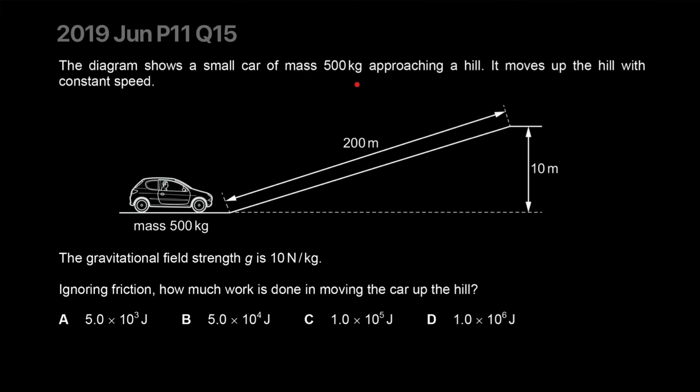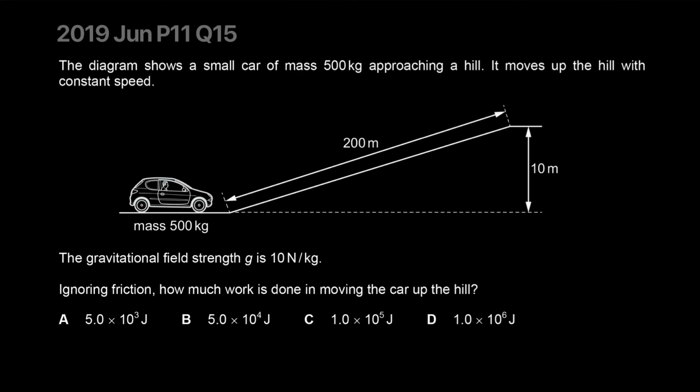The diagram shows a small car of mass 500 kilogram approaching a hill. It moves up the hill at a constant speed. The gravitational field acceleration is 10. Ignoring friction, how much work is done in moving the car up? So if there's no friction, all the work done is just done on the car in granting it potential energy.